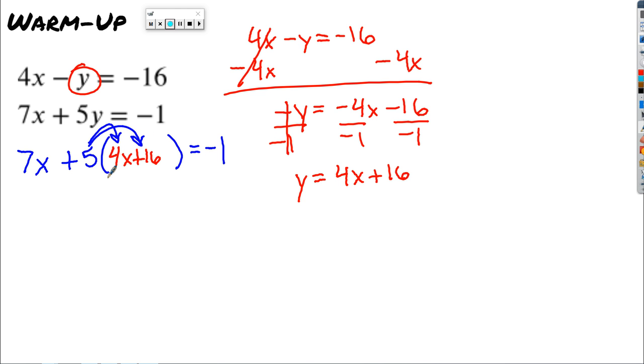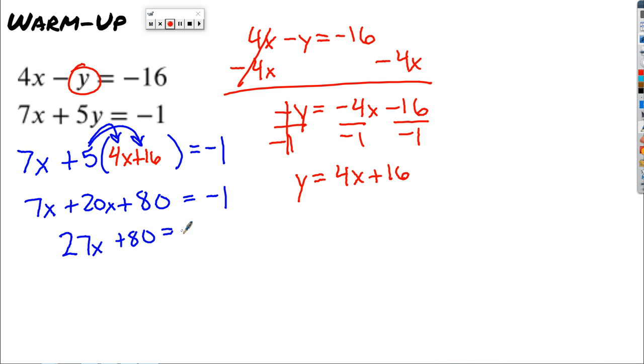The first thing I want to do is distribute. I'm going to multiply these parts here: bring down my 7x, 5 times 4x, well now I have a 20x, 5 times 16, so 0, carry the 3, so I'm going to have 80, a large number here. So 7x plus 20x, I'll get 27x, and then from here I'll have a positive 80 equals -1.